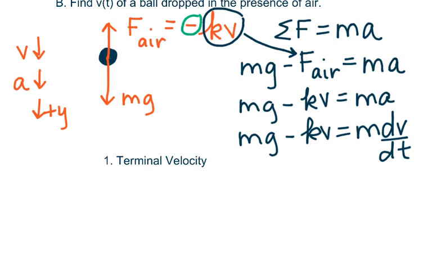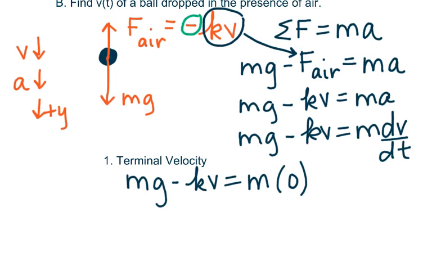So I want to take a moment using the equation that we just came up with and plug in 0 for acceleration and solve for velocity. This will give us terminal velocity. Okay, so writing the equation above again. And for acceleration, I'm going to plug in 0. Then what I'm going to do is add kv to both sides.